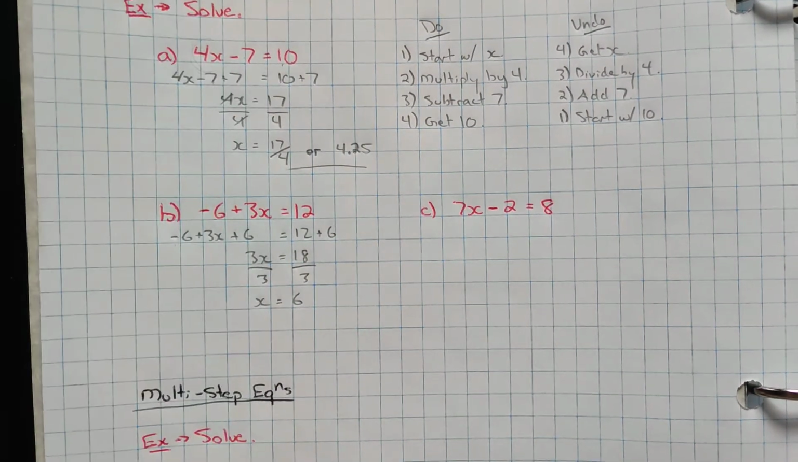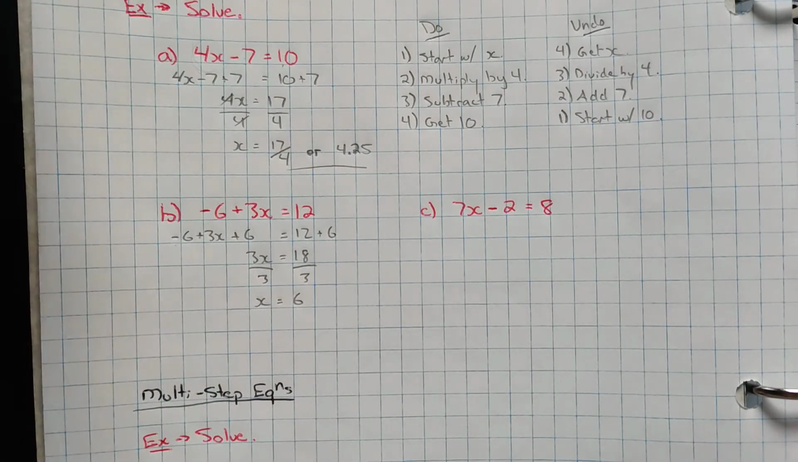And again, you can check that answer. 6 times 3 is 18. 18 plus negative 6 is going to give us 12. So that one checks out.